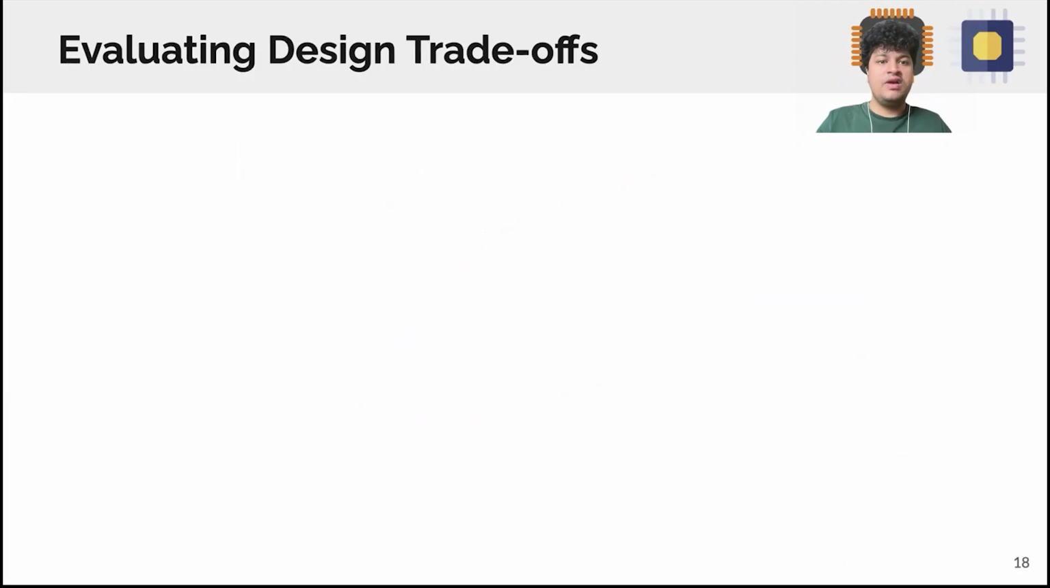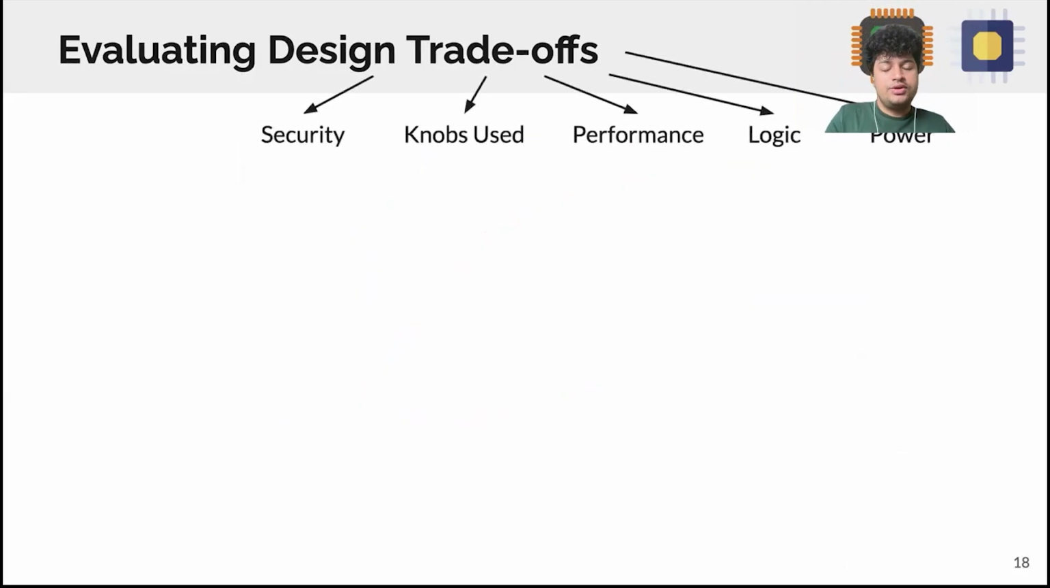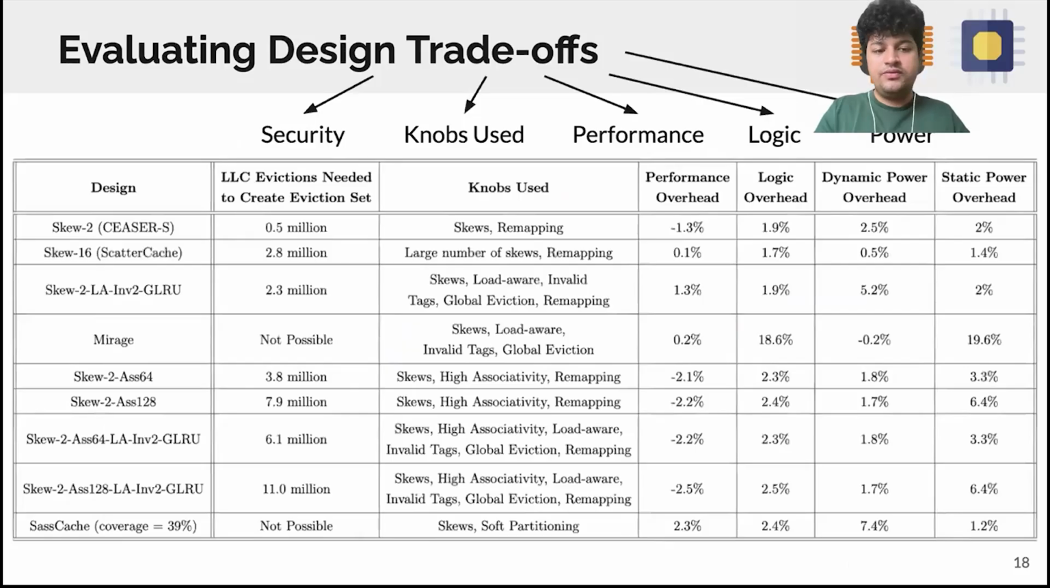Right. Finally, we also evaluate our various design trade-offs. So we've looked at security so far, which we've quantified in terms of the number of LLC evictions. We'll also look at the number of knobs used, which basically is a proxy for the design complexity of the cache. And then we have performance, logic and power overheads for the designs. So we have quantified that for various designs that we've covered in the paper. You can refer to the paper for those detailed results.